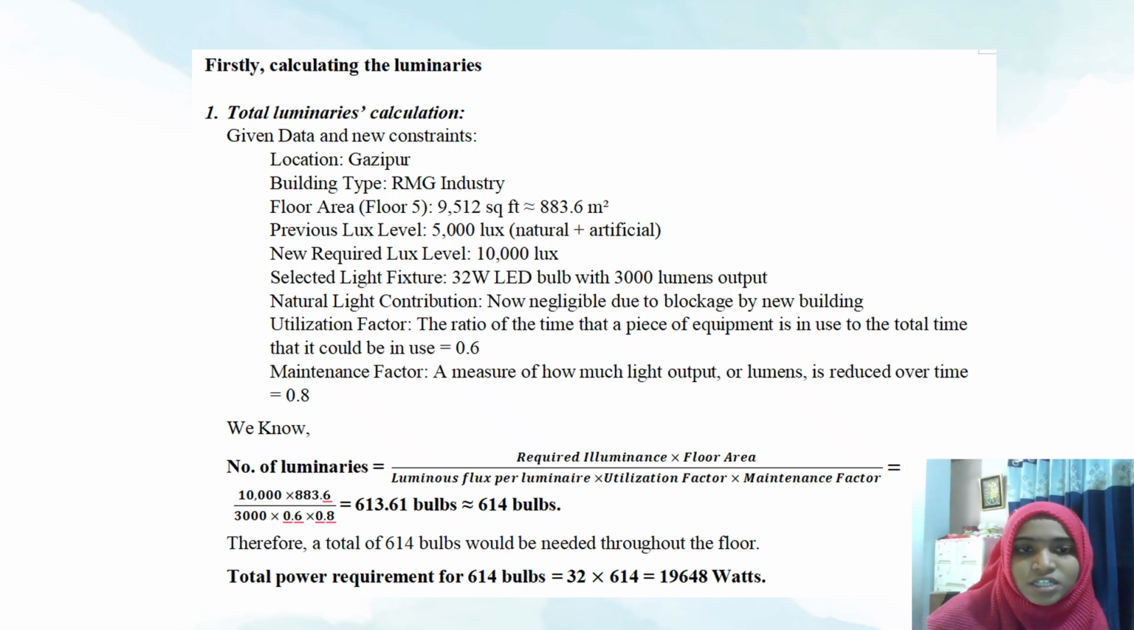For instance, in our scenario, we are looking at an RMG of approximately 883.6 square meters. Our goal is to achieve a new required lux level of 10,000 lux. To achieve this, we consider factors like the selected light fixture, a 32-watt LED bulb with 3000 lumens output. We also account for the utilization factor, which is the efficiency of light usage, and the maintenance factor. In our calculation, these are 0.6 and 0.8 respectively.